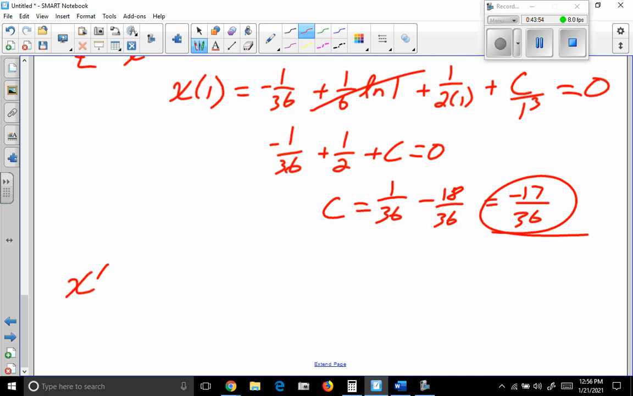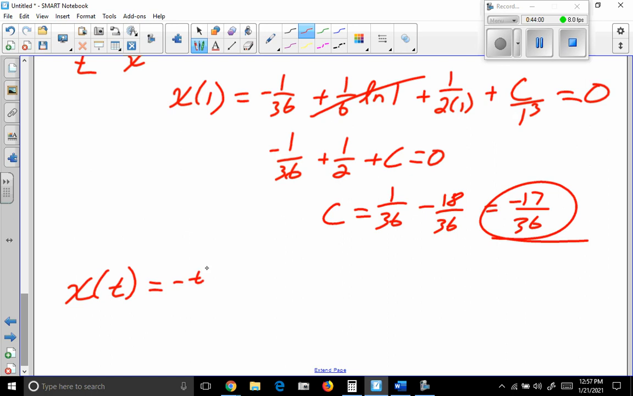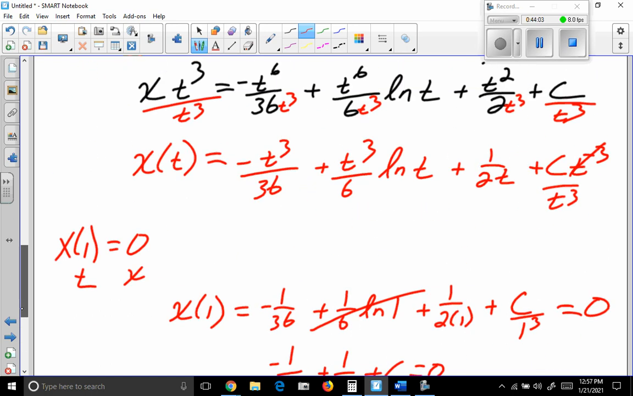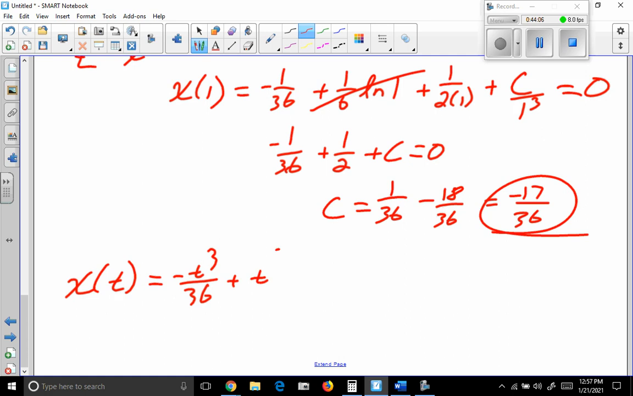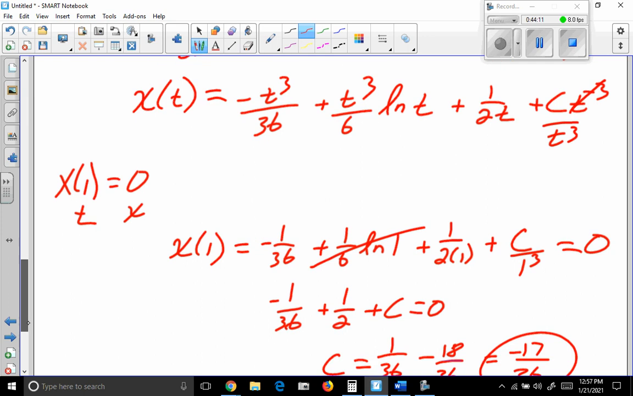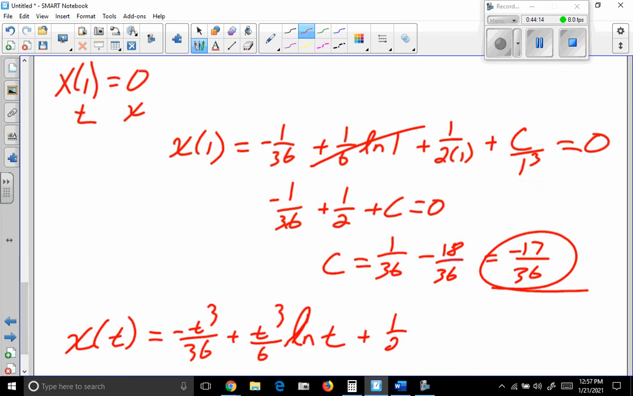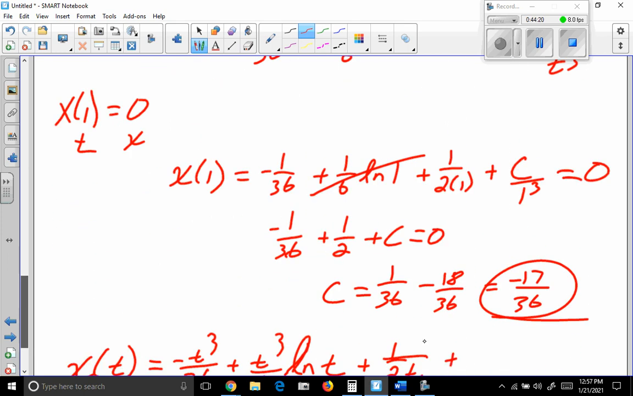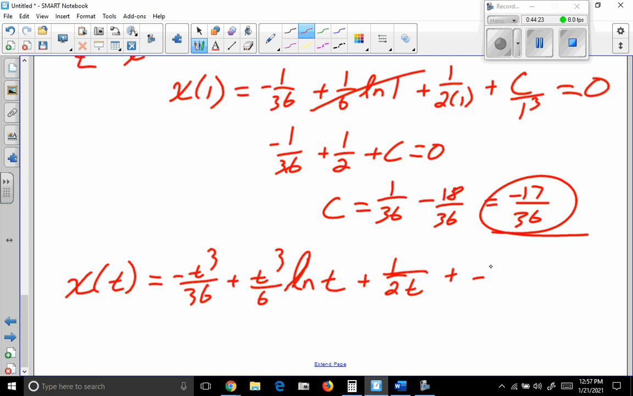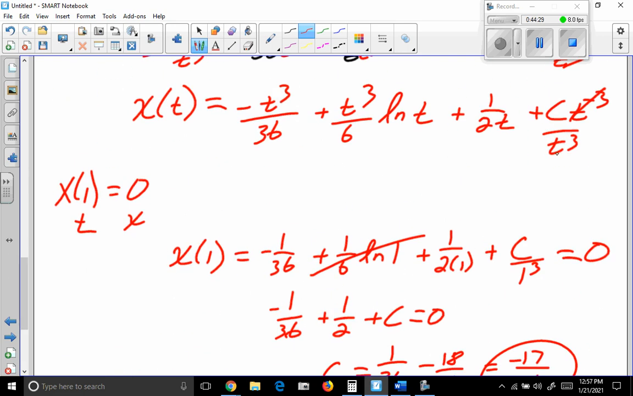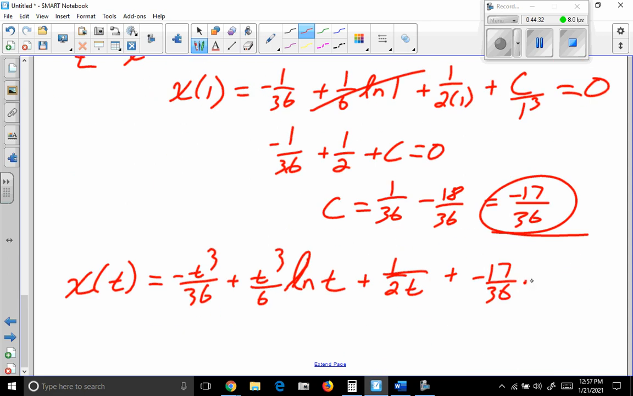So our solution to our initial value problem is -t cubed over 36 plus t cubed over 6 natural log of t plus 1 over 2t plus c, and c either has t cubed on bottom or is times t to the -3. There's our solution.